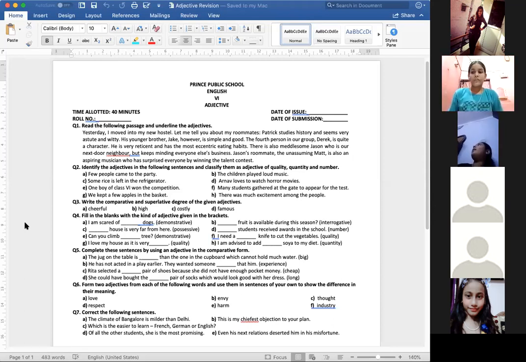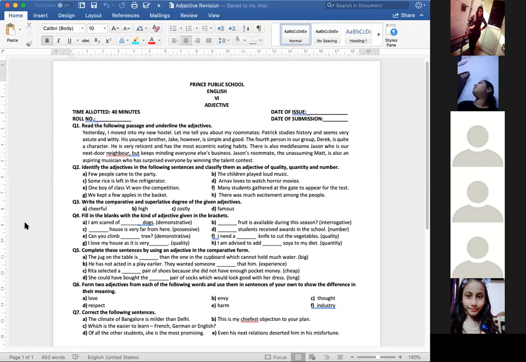See, whenever we use the word other, it means you are not included in that group. But if we want to show that she is in a group of this class, we will say, of all the students, she is the most promising. The word other will not come. Fine. So the correction is removal of the word other. Of all the students, she is the most promising. Even his next relation deserted him in his misfortune.